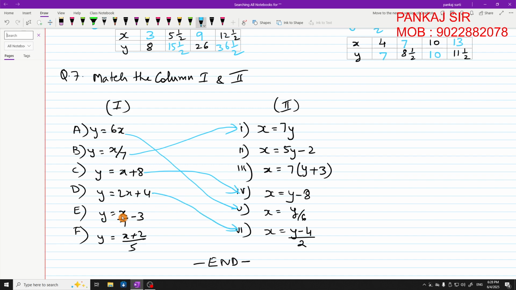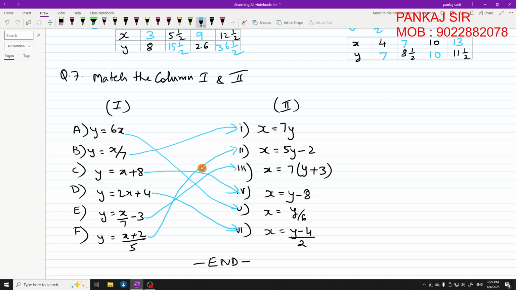Now y is equal to x upon 7 minus 3. So first this minus 3 will come here. It will become y plus 3. And then 7 times y plus 3 will be x. So this is the answer. The last one will be x will be how much? It will be 5y. 5y minus 2. So this is the answer. x equal to 5y minus 2.